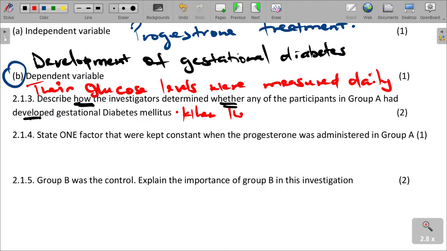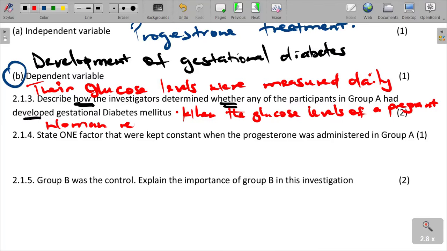When the glucose levels of a pregnant woman remain high continuously, it indicates the development of gestational diabetes.